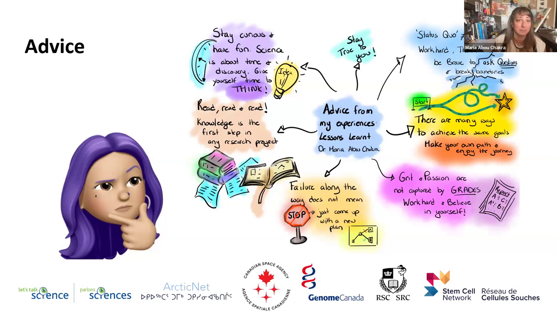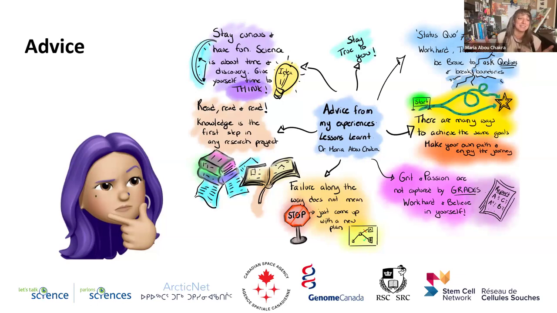So please be passionate, curious, ask questions, because really that's the way science works. Grades cannot tell you that you have grit, and they cannot tell you that you have passion. So work hard and believe in yourself. The other one is failure. Don't worry about failure. It doesn't mean you should stop being a scientist. It just means come up with a new plan, learn from your mistakes or whatever the failure is, and see what next is.